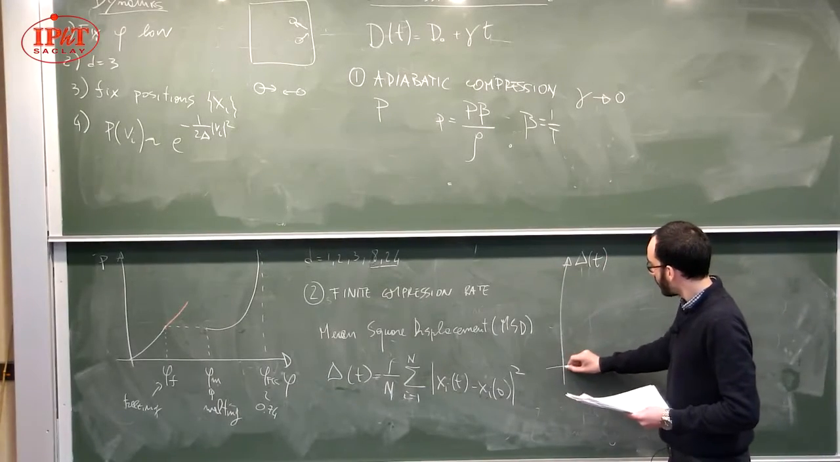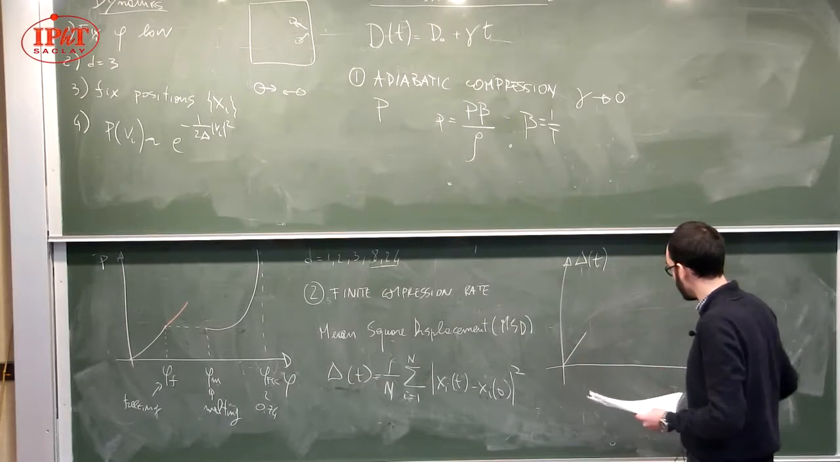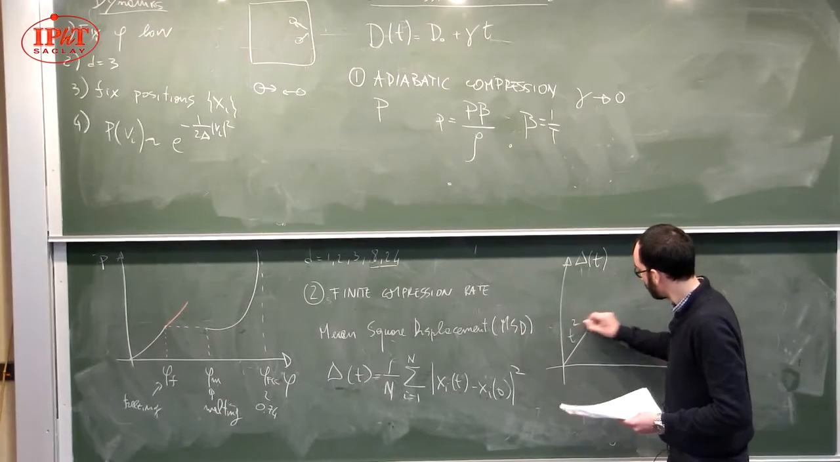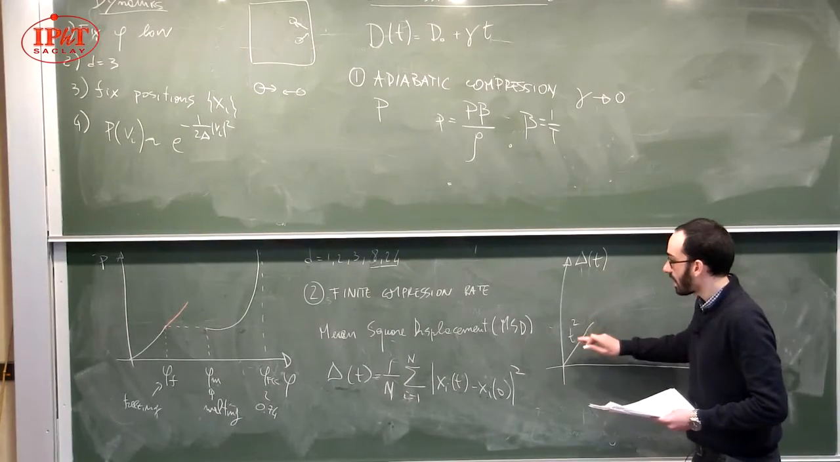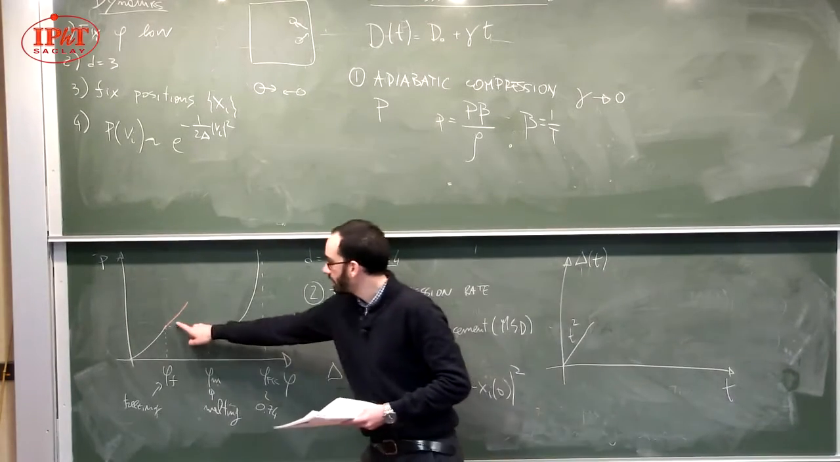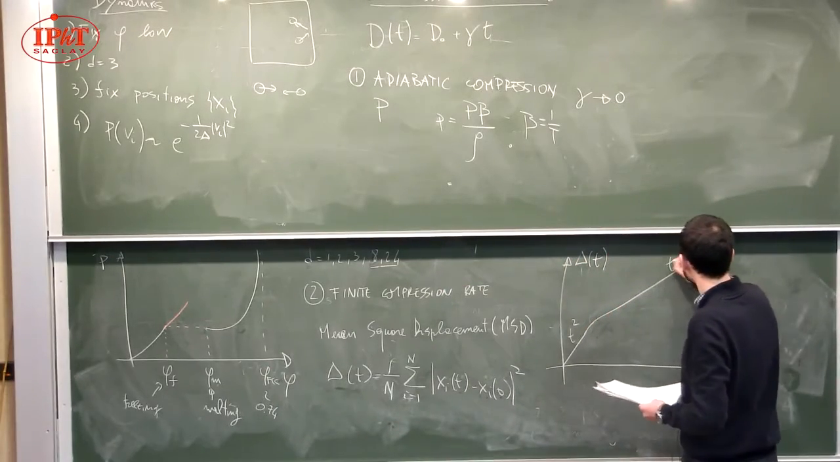At short times, the mean-square displacement increases in a ballistic way. I plot it in a log scale. So this is t squared. And then if you are at low pressure here, the system saturates to a diffusive behavior.